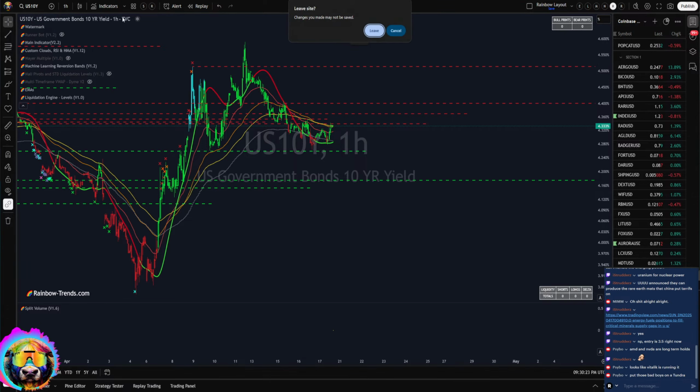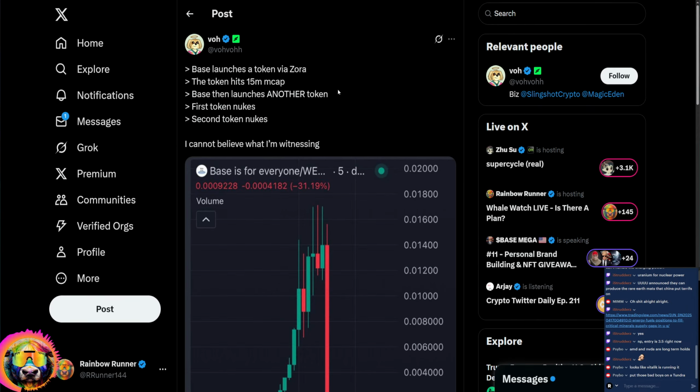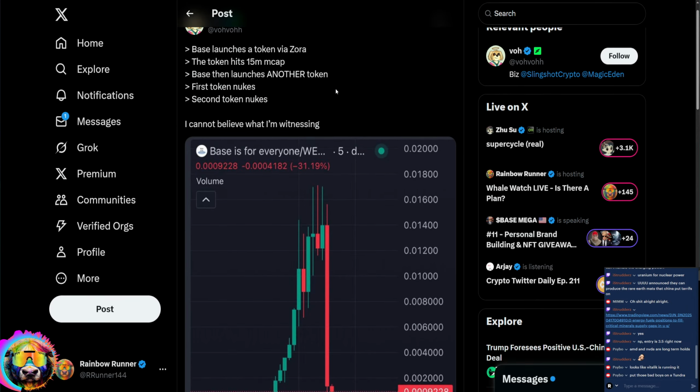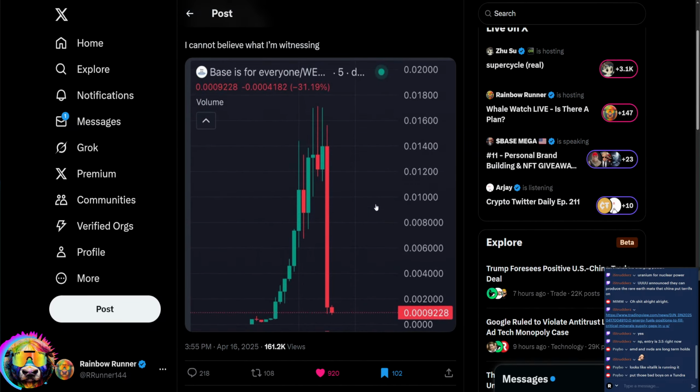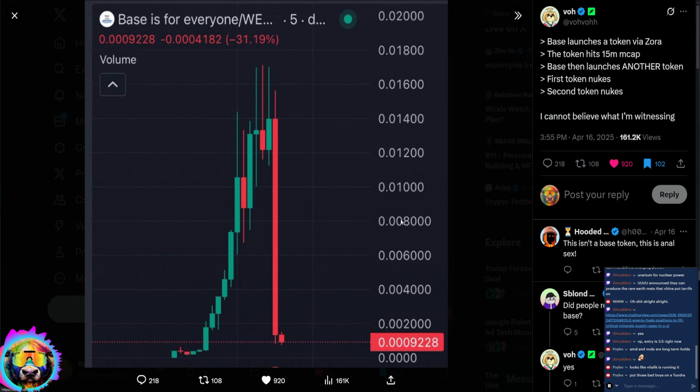If you didn't know, Coinbase launched a token, basis for everyone, on Zora. The token hit 15 million market cap. Base then launches another token, and the first token nukes, and then the second token nukes. I cannot believe what I'm witnessing. I can tell you this.